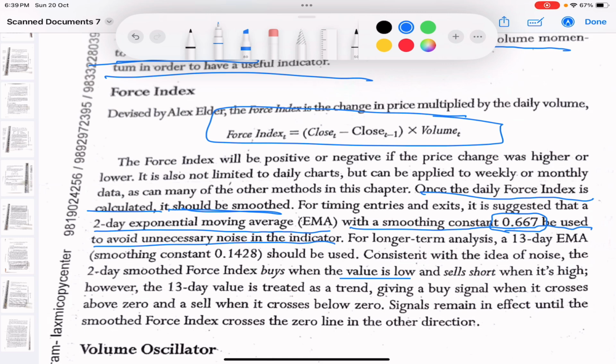Consistent with the idea of noise, the 2-day smoothed moving average buys when the value is low and sells short when it's high. However, a 13-day value is treated as a trend, giving a buy signal when it crosses above 0. Okay, let's quickly understand what they're trying to say. When you have a 2-day smoothed force index, you are going to buy when the value is low and you are going to sell when the value is high.